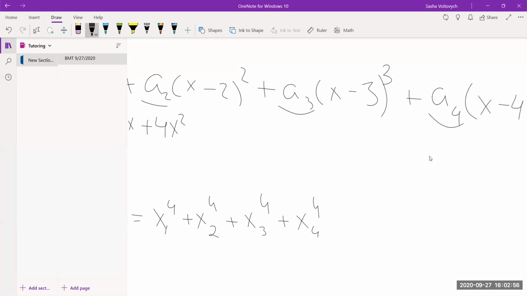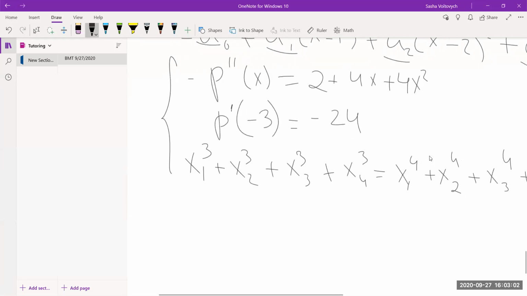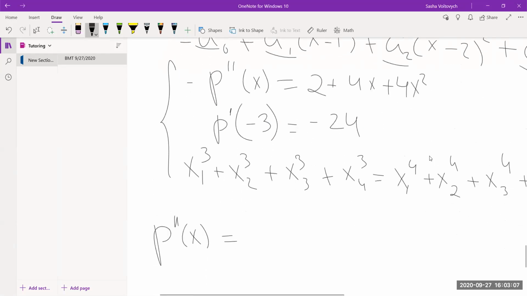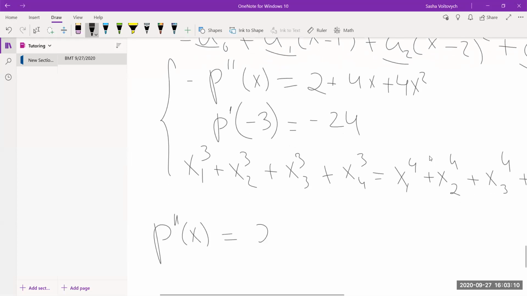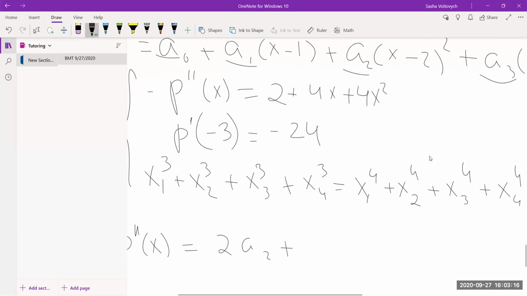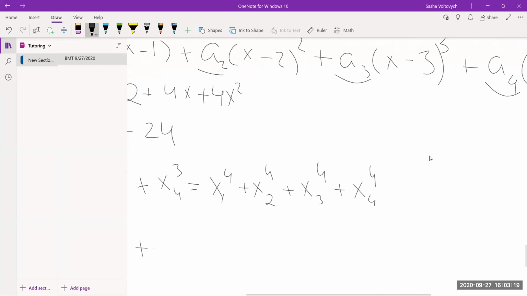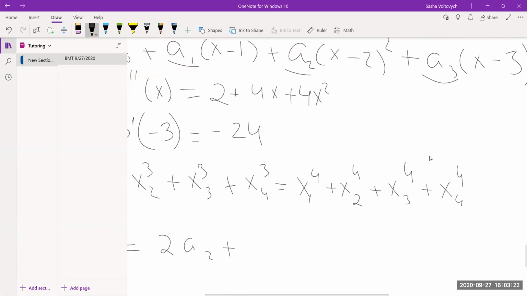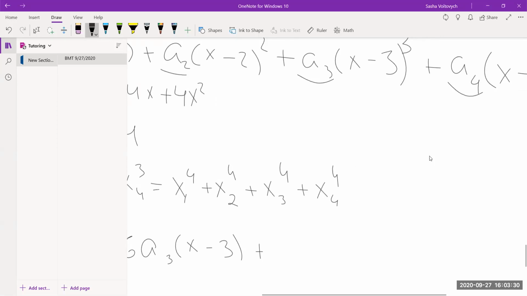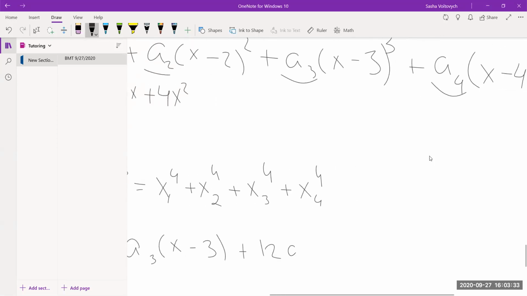So we could just find the exact values of a2, a3, and a4. So the second derivative of the polynomial P(x) is just going to be 2a2 plus 6a3 times (x minus 3), and then plus 12a4 times (x minus 4) squared.